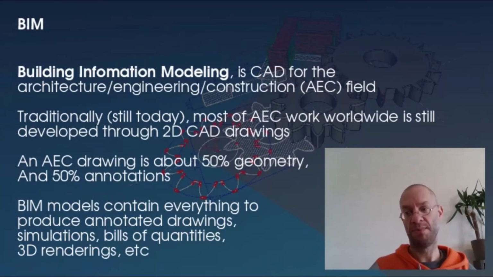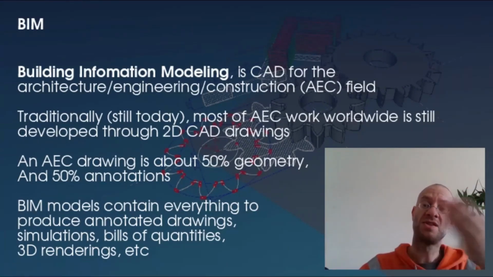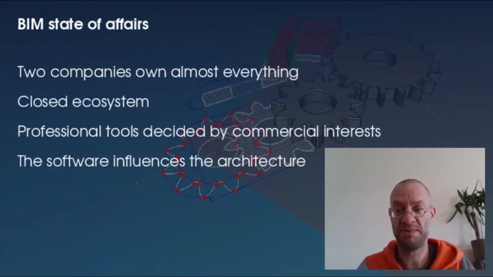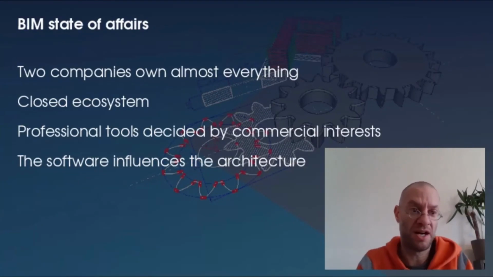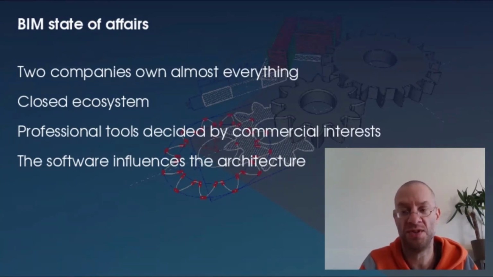And the BIM model basically holds everything, or that's the idea, everything inside the model that you would need to produce those drawings. So you would have one model and you could extract those drawings automatically from it. So how is the BIM situation today? Now basically we have two companies owning almost 100% of the BIM software used in the world in architecture and engineering offices.